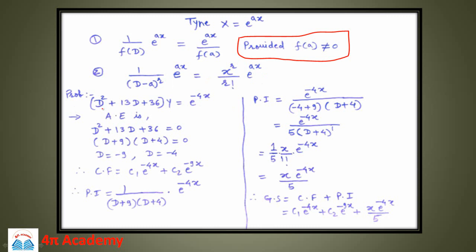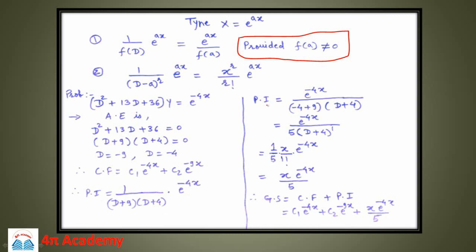So (D square plus 13D plus 36) y is equal to e raised to power minus 4x. So the auxiliary equation is D square plus 13D plus 36 is equal to 0. If you find the roots, then D will be equal to either minus 9 or minus 4. So again the roots are real and distinct, so the complementary function is c1 into e raised to power minus 4x plus c2 into e raised to power minus 9x. Now the particular integral will be equal to 1 upon (D plus 9) into (D plus 4) into e raised to power minus 4x.